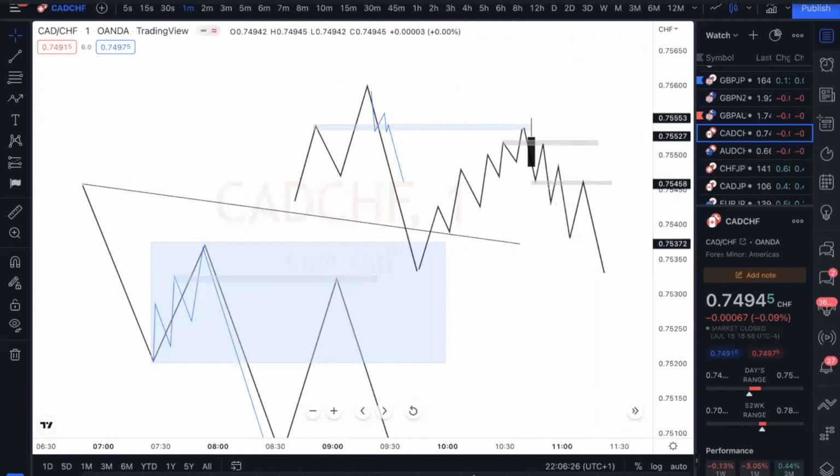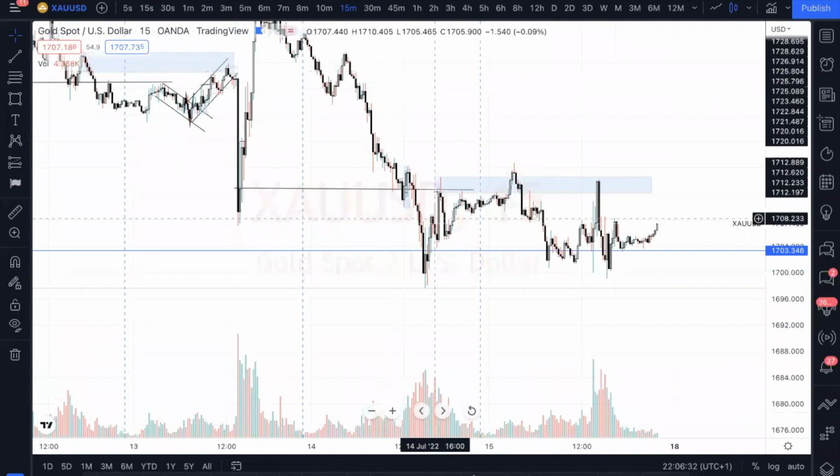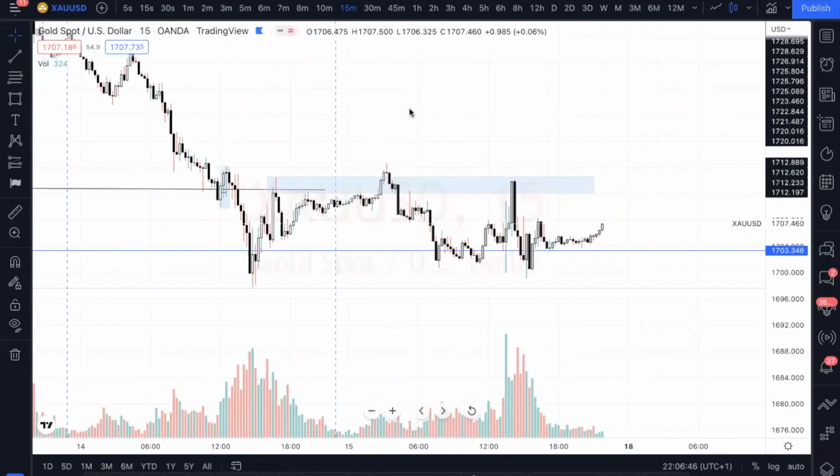Which Quasimodo example did I give right now? I think gold 1 hour. You see here, you have a high, a low, a higher high, and a lower low. See the way I marked it. You see the close of the last candle to the wick back here. Can you see it? I hope you get it.